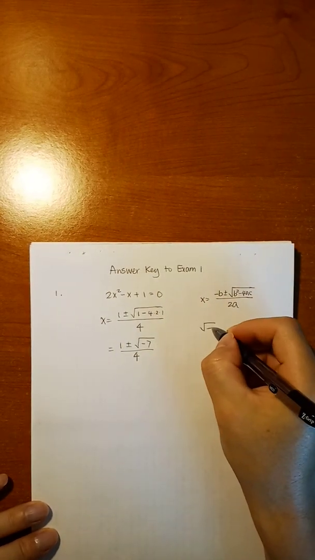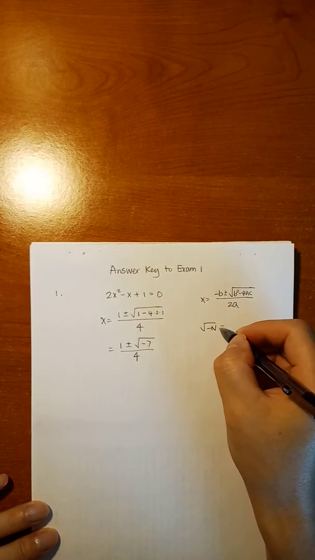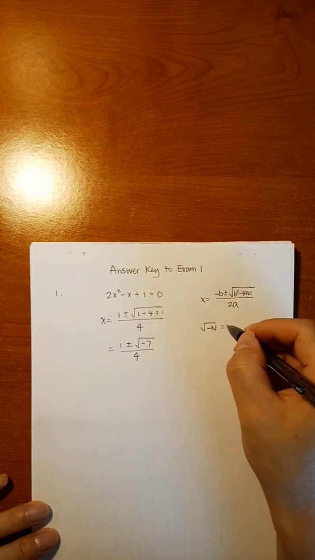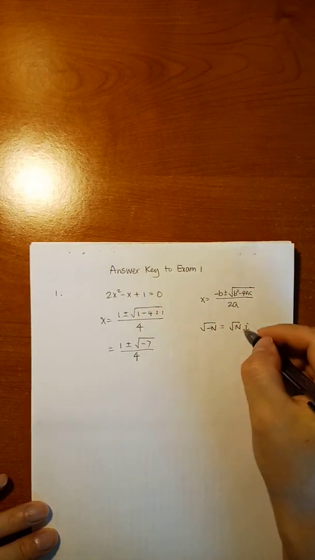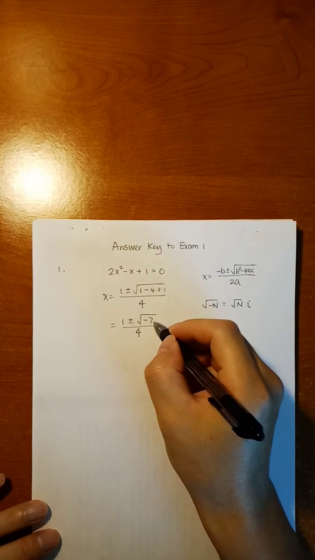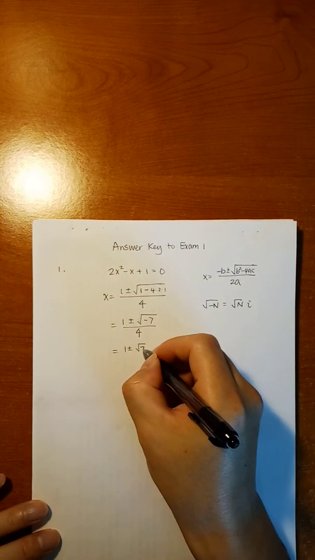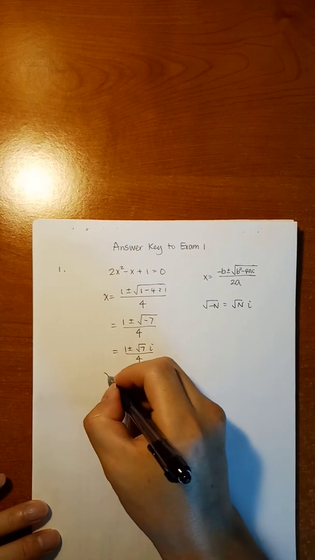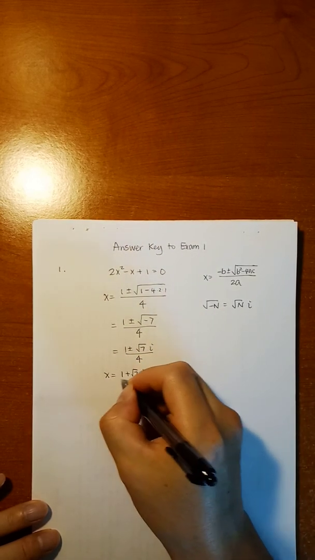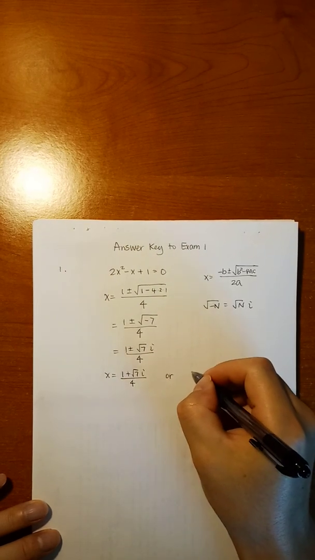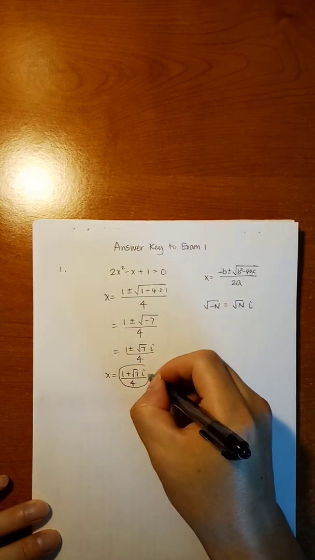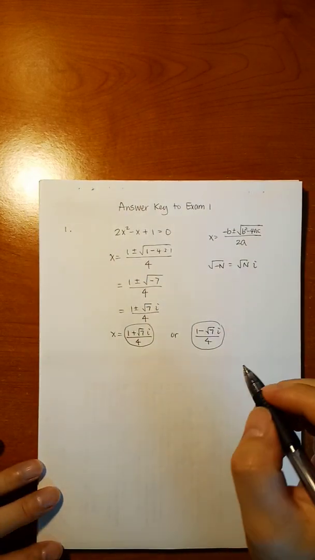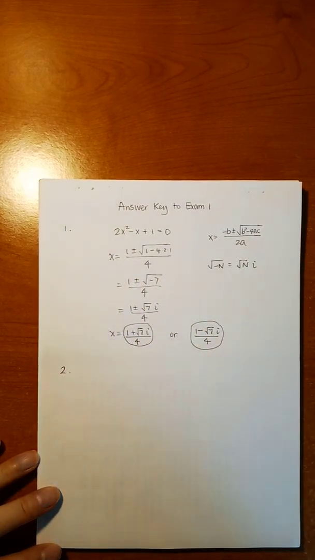Remember, whenever you have the square root of a negative number, negative n where n is positive, it is equal to the square root of n times i. This is the formula. So the square root of negative 7 is equal to the square root of 7 times i, over 4. So two solutions: x is 1 plus square root of 7 times i over 4, or 1 minus square root of 7 times i over 4. I have to see these two numbers in order to give you full points. Okay, that's the first one.